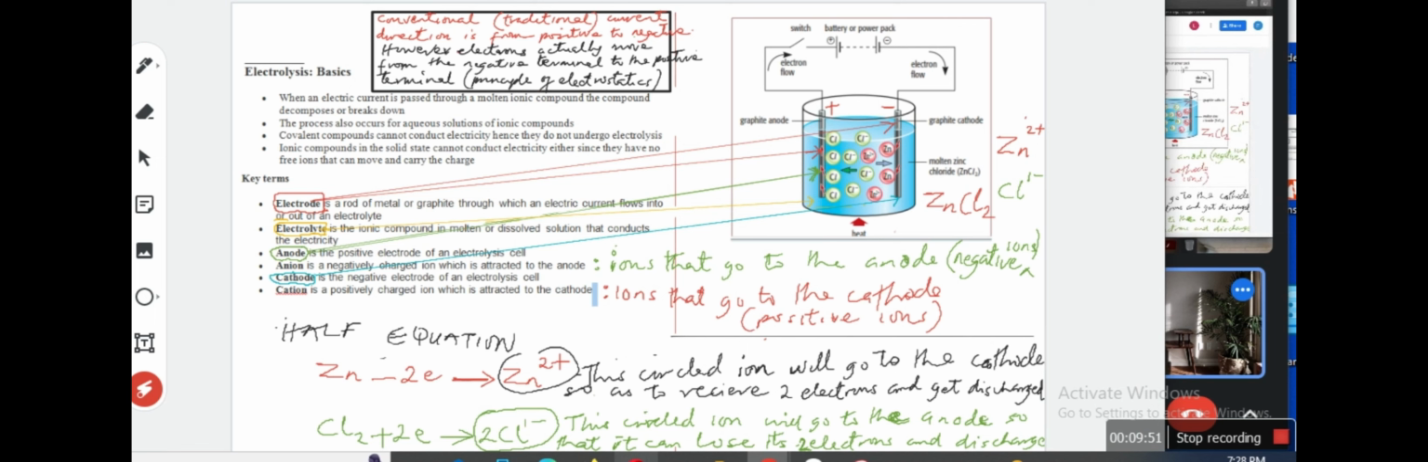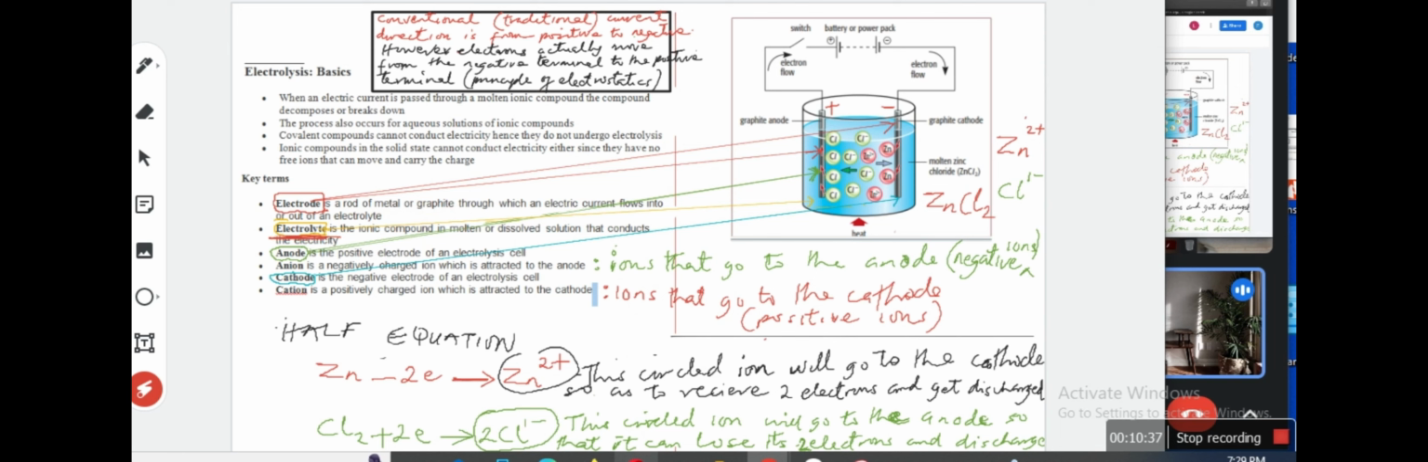For instance, look at this. See these rods? These rods are the electrodes. Current can flow through the wire into the rod and then enters into the electrolyte, which is the ionic compound in molten or aqueous state, and then flows into the other electrode and back to the battery or power source. So these rods are electrodes. The rod can be made of a metal or graphite.